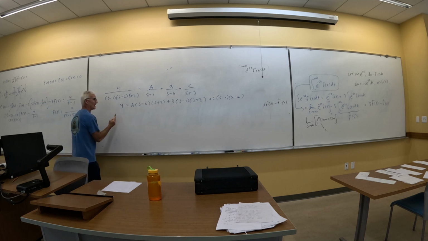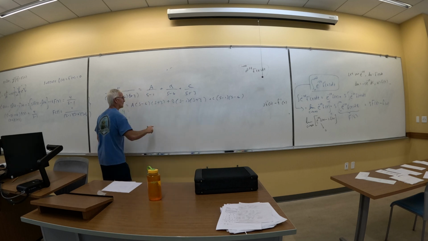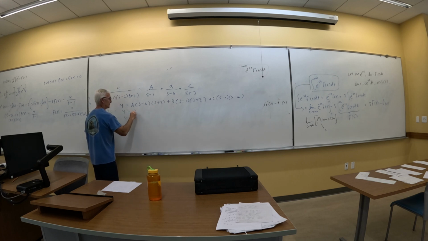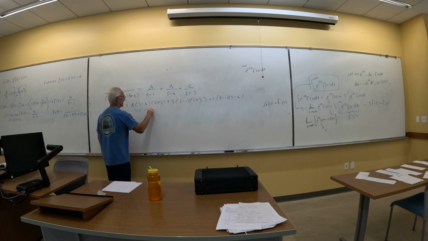So what values of S should I probably choose? 6, 1, 6, and I don't know, how about -3? Okay, and in each case it's going to be 4 equals, agreed? Yep. Okay, when I choose 1, the terms with B and C go to 0, and 1 minus 6 times, so that's -20A? Is that right? Yep. So A is -1/5.